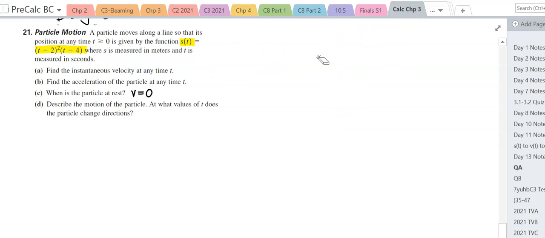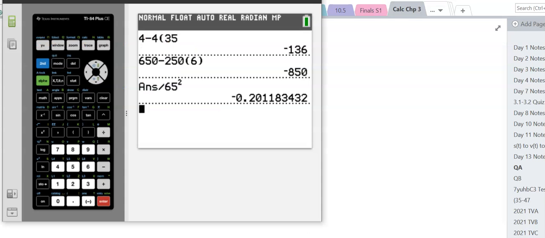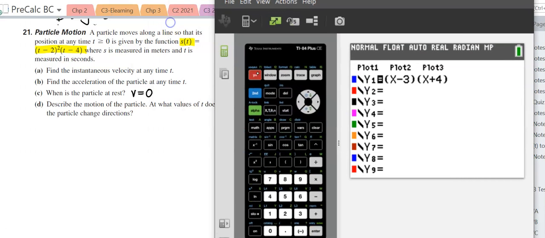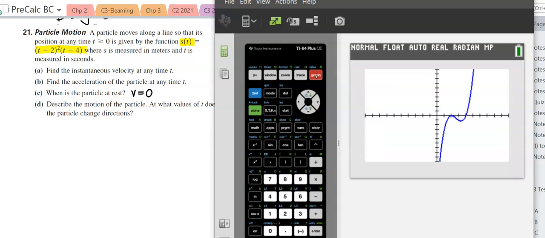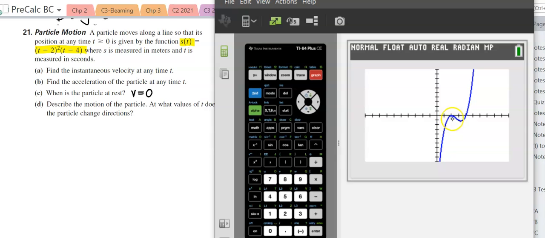All right, so I'm going to graph both S and V. So S was, I'm going to type in what I got once I FOILed it out. Okay, I think that's right. All right, so that looks like that. And you can see that we have an intercept at 2 and then also at 4.